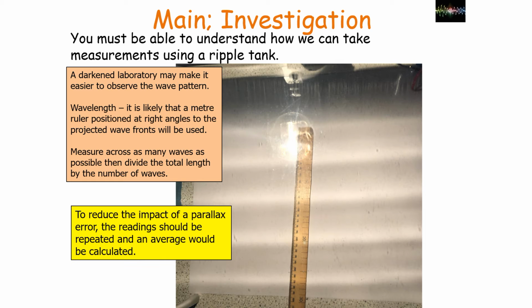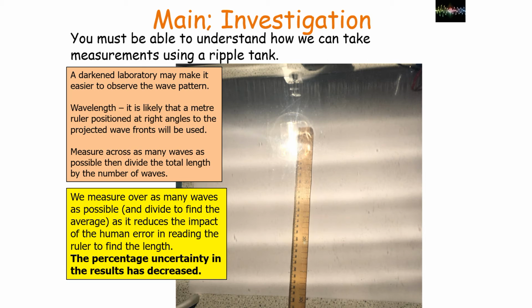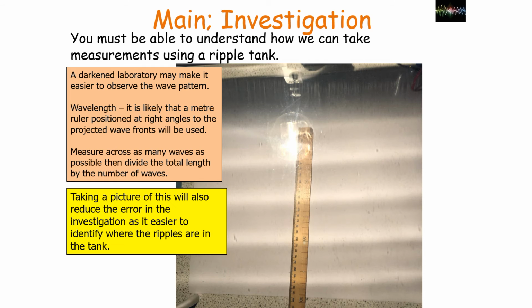This is an example of parallax error. So to reduce the impact of parallax error in your investigation, the readings should be repeated and then an average calculated. We measure over as many waves as possible and then divide by the number of waves to find the average, as it reduces the impact of the random error in the reading of the ruler to find the length. So the percentage uncertainty in the results has decreased. The impact of your error in the results has decreased.